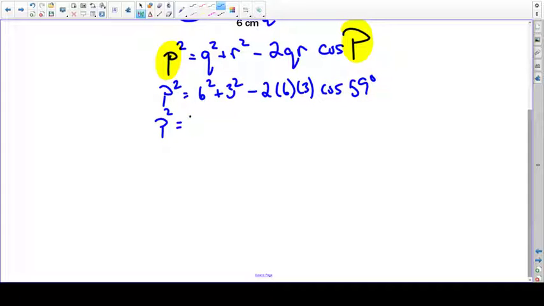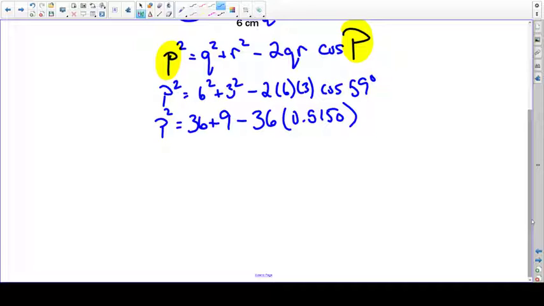Simplifying this, we get 36 plus 9 minus 2 times 6 times 3, which is 36. Now what's the cosine of 59 degrees? Use a calculator and press 59, and then press the cosine button. When you do that, you're going to get 0.5150 to 4 decimal places. We should use a minimum of 4 decimal places when we do these calculations.